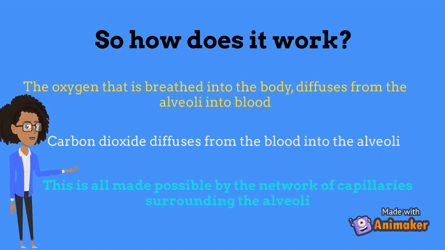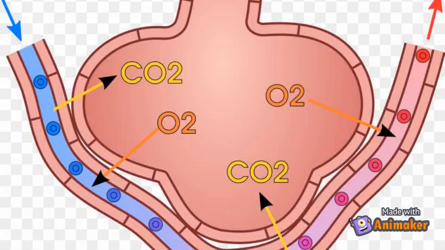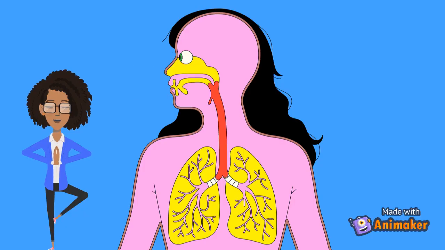So, what happens is that when oxygen is breathed into the body, it passes down the trachea, into the bronchi, then the bronchioles before finally being absorbed by the alveoli into the blood. Then the carbon dioxide in the bloodstream diffuses into the alveoli and exits the body. This movement of gases is made possible by the network of capillaries surrounding the alveoli. This diagram shows the movement of gases diffusing in and out of the alveoli.